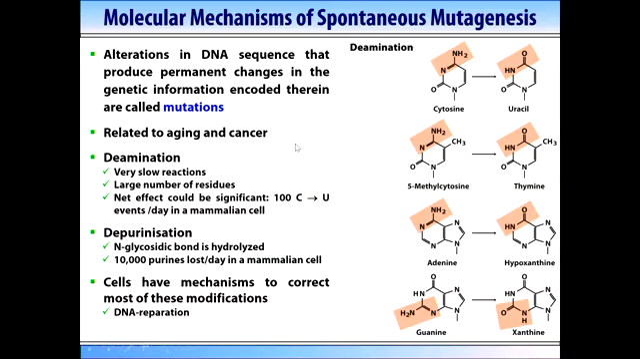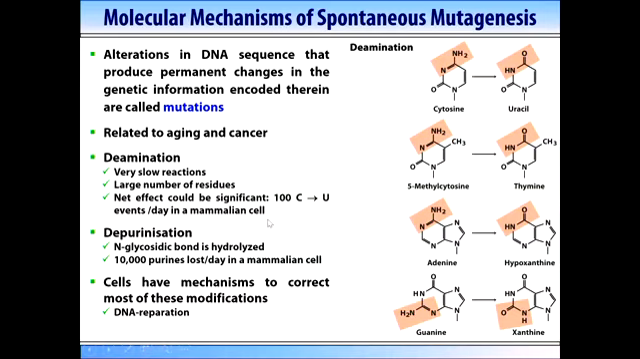We know that the thing we are afraid of the most is mutation in the DNA. Alterations in DNA sequence that produce permanent changes in the genetic information are called mutations. Of course, they are related to aging and cancer. In other words, as we get older, we accumulate more and more mutations in our genome, and quite often, among other reasons, one of the reasons why cancer progresses is that a critical number of mutations accumulates in particular genes.